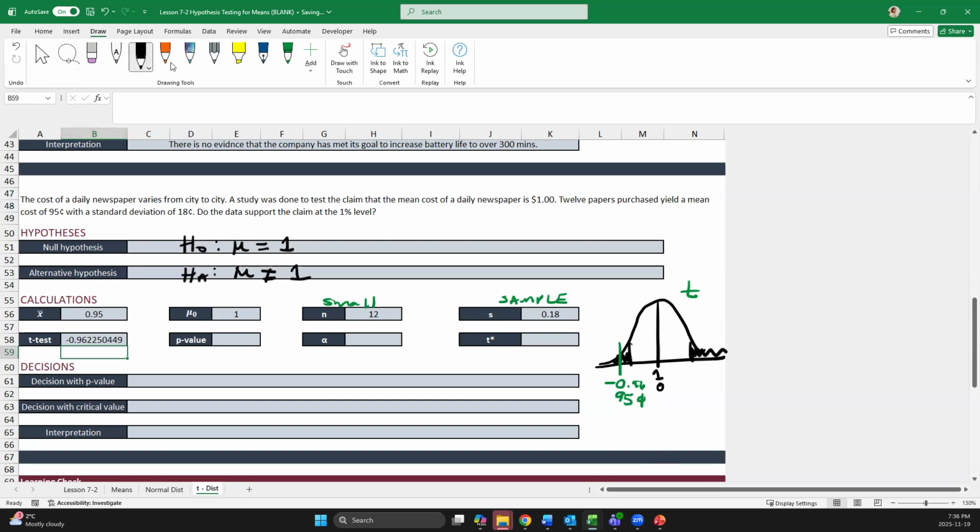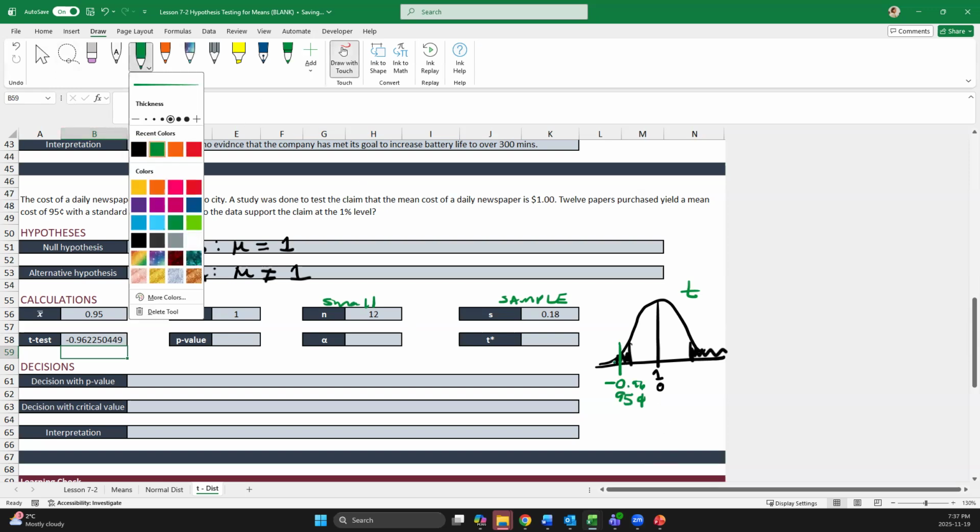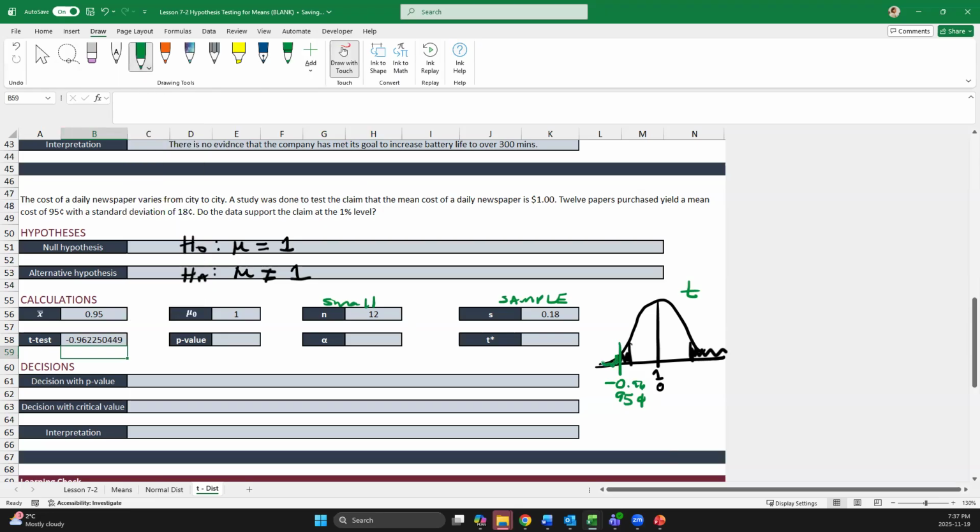To actually see what the probability is of being less than the 95 cents or negative 0.96 t-test statistic, we can calculate our p-value. Technically, this was a two-tailed distribution or two-tailed test we want to conduct. So because it's a two-tailed test, I can use the .2t option. My t.test and my degrees of freedom are n minus 1.